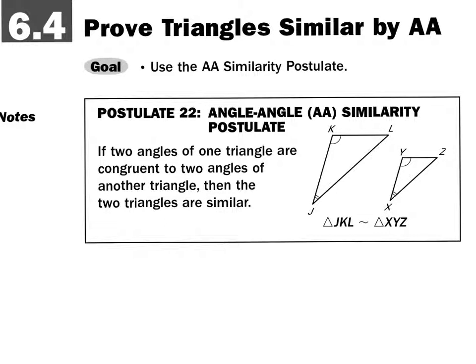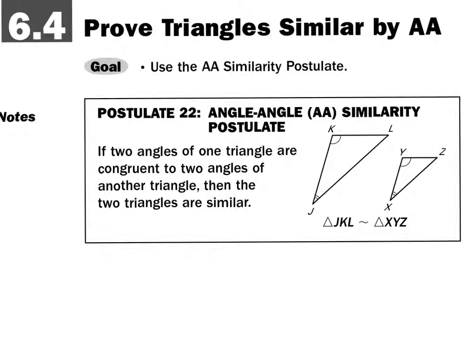Unit 6.4, prove triangles similar by AA. AA stands for the angle-angle similarity postulate, and it states that if two angles of one triangle are congruent to two angles of another triangle, then the two triangles are similar. To take it one step further, if two angles of one triangle are congruent to their corresponding angles, there's only the third angle left. So in fact, all three angles are congruent to the three angles of the second triangle.